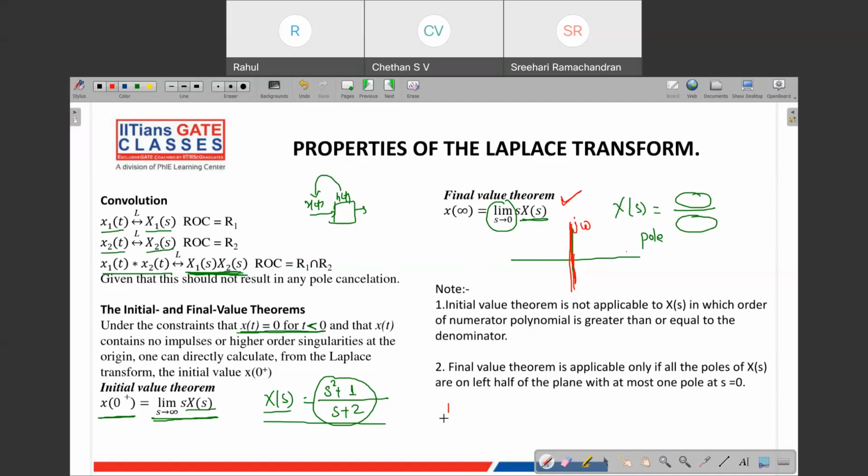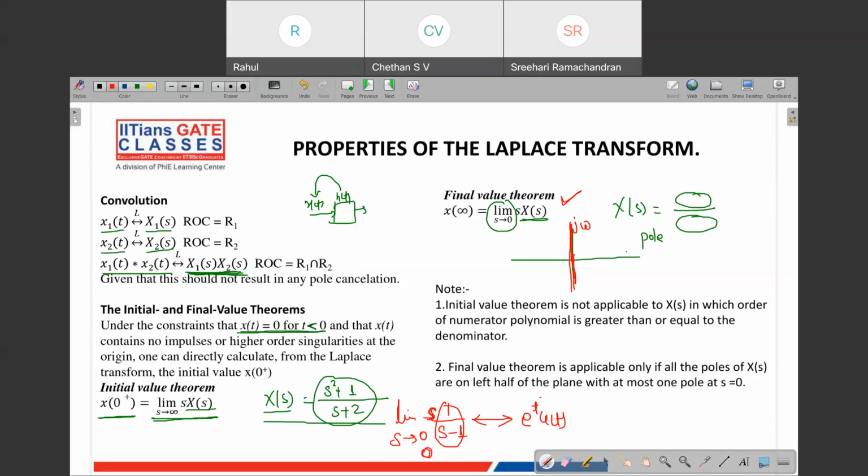Let's say I have the signal 1 over s minus 1. This is the Laplace transform. What is the inverse Laplace transform of this? It is e to the power t into u(t). Now let's apply the final value theorem here. I have multiplied it with s, and this is the X of s, and the limit as s tending to 0. When you put it in, it will become 0, right?